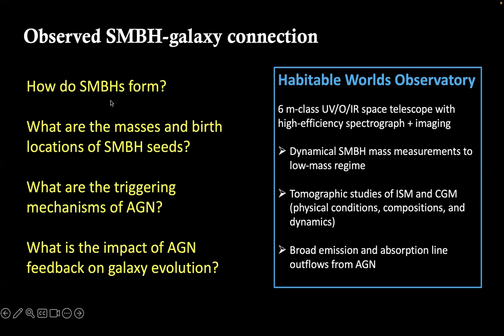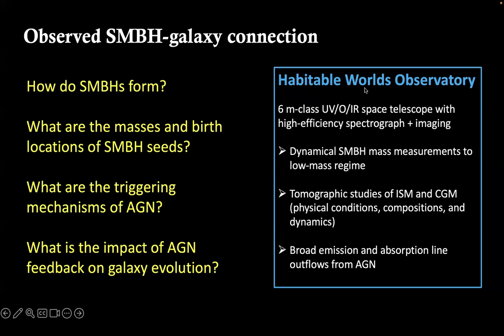So starting from how do supermassive black holes form? What are the masses and birth locations of supermassive black hole seeds? How can they manage to find the centers of galaxies and stay there for long enough so that they can grow efficiently? And then in more detail, what are the triggering mechanisms of AGN at different luminosities or in different regimes? And then, of course, what is the impact of AGN feedback on galaxy evolution? Different channels for AGN feedback have different effects in different environments.